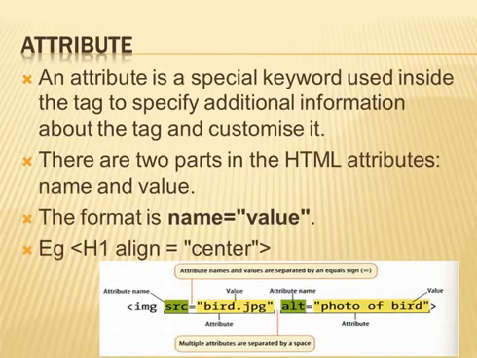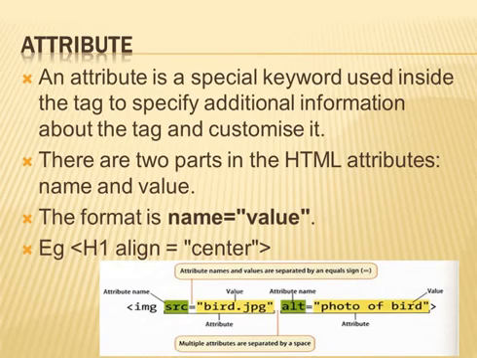Next we move on to the attribute. An attribute is a special keyword used inside the tag to specify additional information about the tag and to customize it. Now, attributes are keywords which HTML can understand. Where are they used? They are used inside the tag. What for are they used? To give additional information about the tag and to customize it. Customize it means to change it to our requirement. Maybe I want to change the background to my favorite color, which is pink, or maybe change it to yellow, like that.